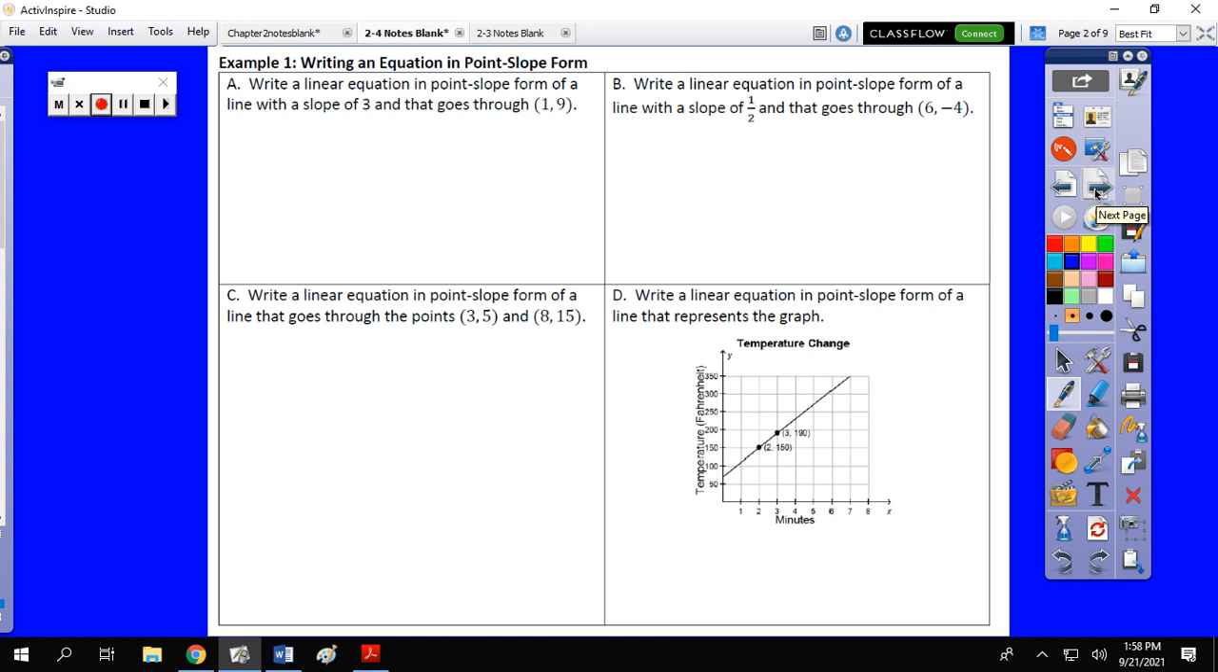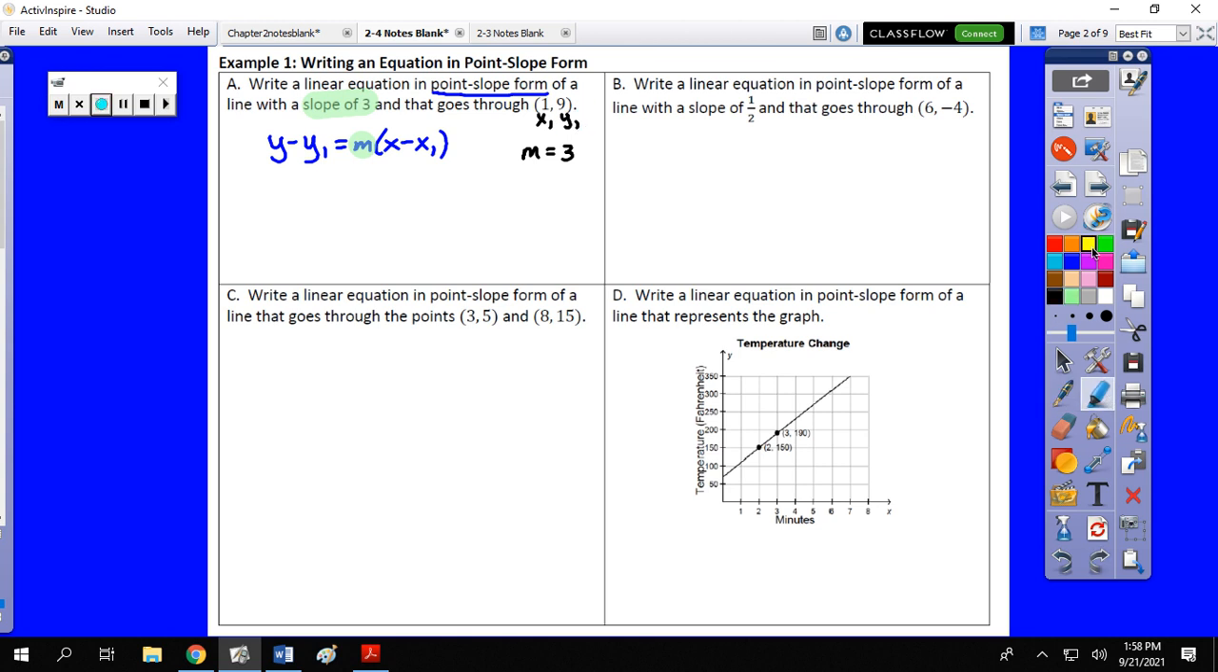If we want to write a linear equation in point-slope form, so right away when we see point-slope form, we should write out y minus y1 equals m times x minus x1, where we have a slope of 3. All right, so we have a slope of 3. That's going to go in here, m is 3. And then we have it going through the point 1, 9. That's your x1 and your y1.